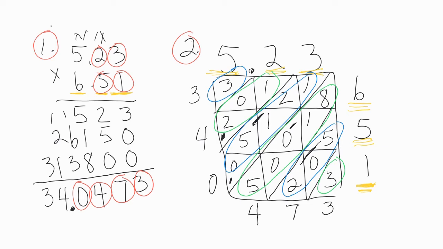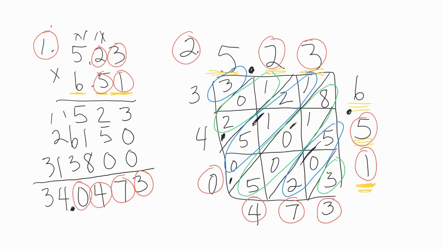So again, I should put my decimals up here now. Same as in method 1, I have to look and I have 1, 2, 3, 4 numbers after my decimal. So I have to make sure I have, starting down here, 1, 2, 3, 4 numbers after my decimal. So I'm going to put my decimal right here. So my answer using the grid method is still 34.0473. So using both methods, I get the same answer.